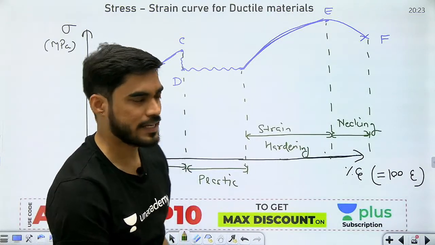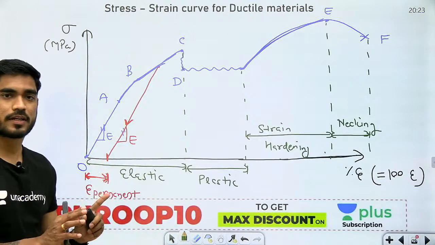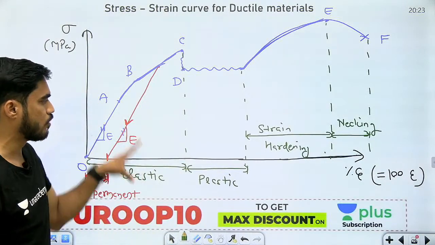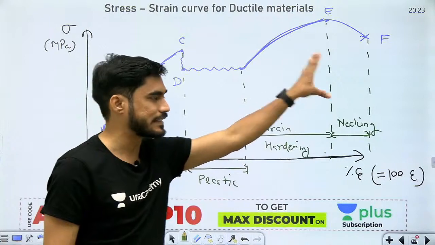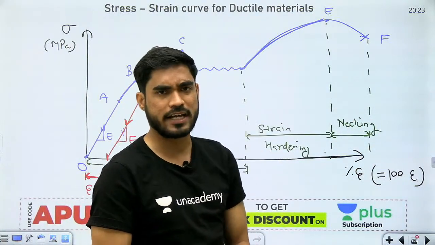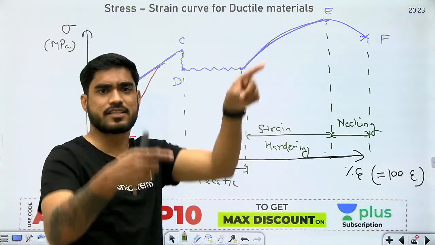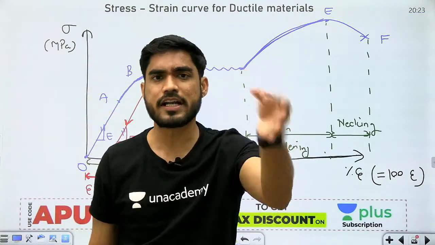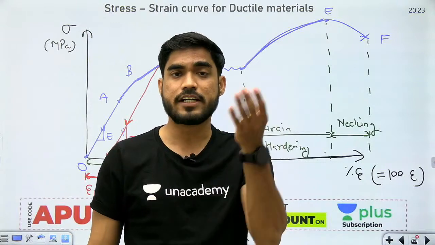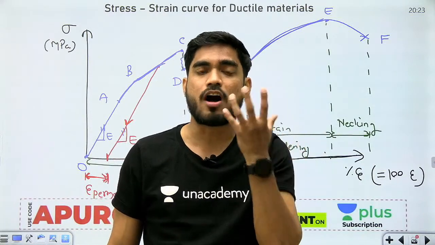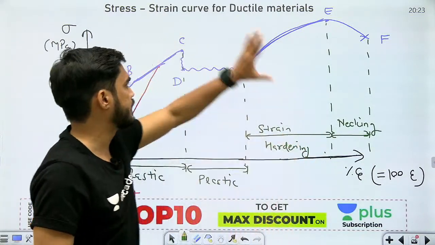Beta, you need to remember this entire graph. You need to understand what is elastic region, plastic region, strain hardening, and necking. You don't need to get into details. What is happening here? Why is this going up? Why is this going down? You don't need to get into the mechanism of deformation, but you need to understand this.